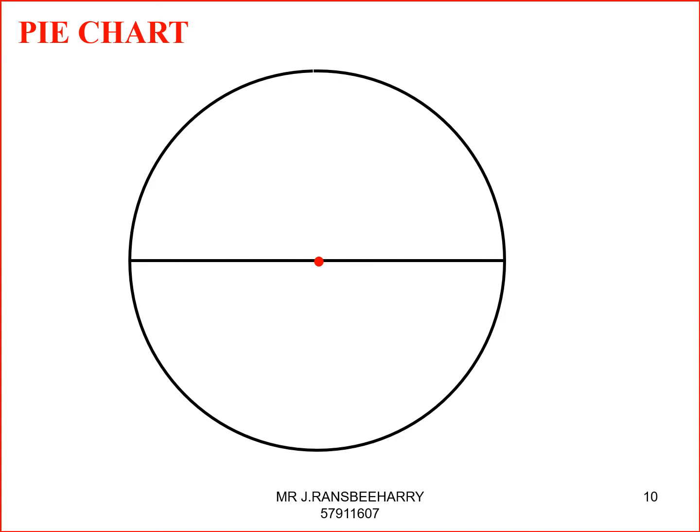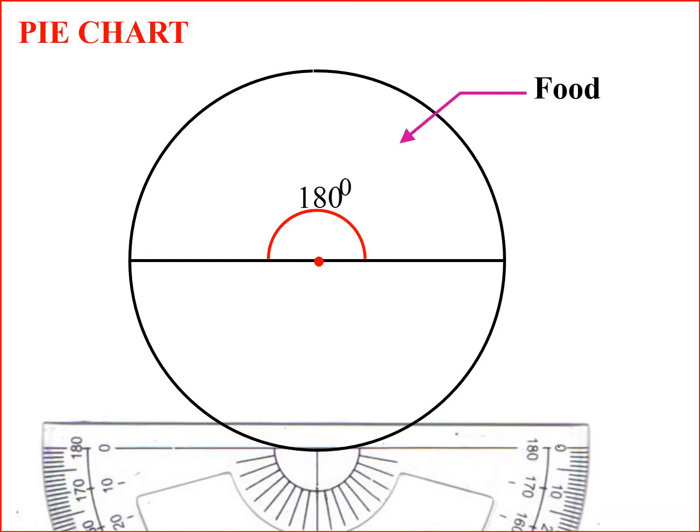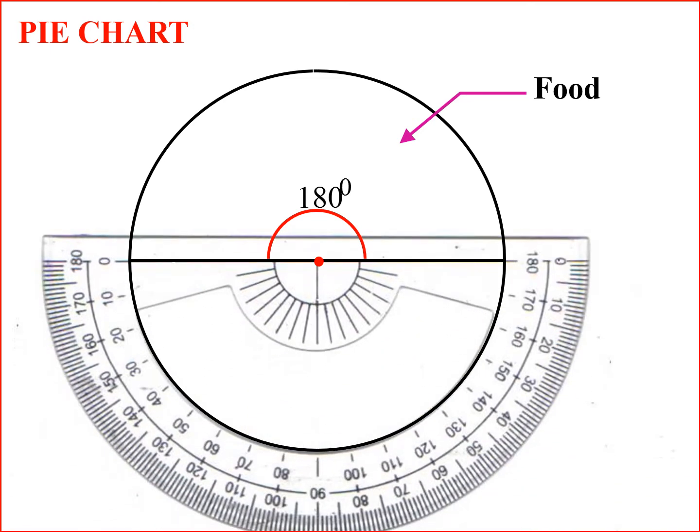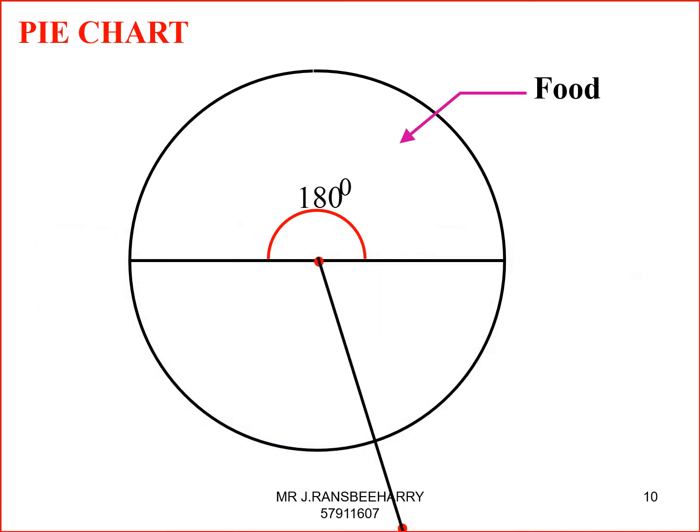So firstly, food is 180 degrees. Easy, we draw a straight line, half of the angle, 180 degrees. So this is food, and we must draw and label. Secondly, we need a protractor. Where do we place it? At the center. We measure clockwise, 0 up to 72 degrees. Using a pencil, we put a dot at 72 degrees. We remove the protractor. Using a ruler, we draw a line. So this angle is exactly 72 degrees. This represents red.